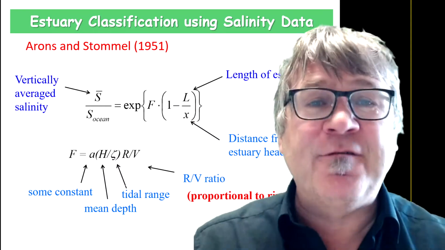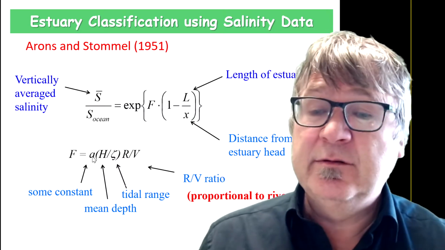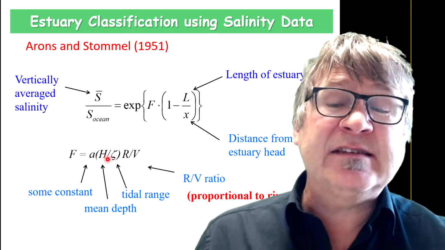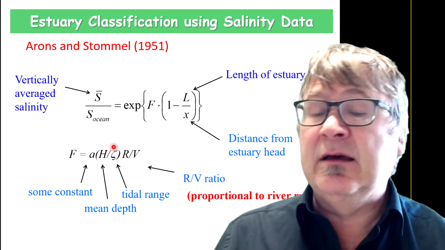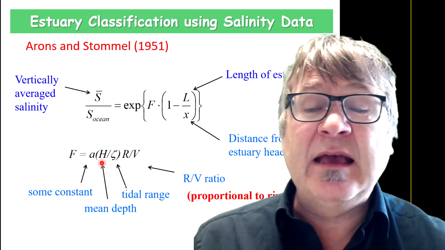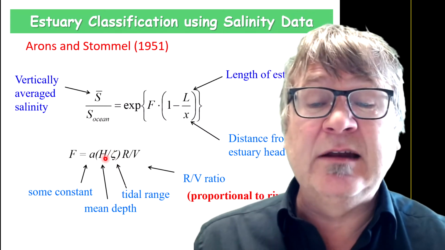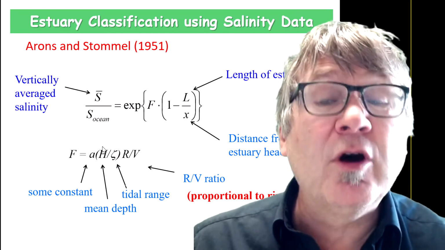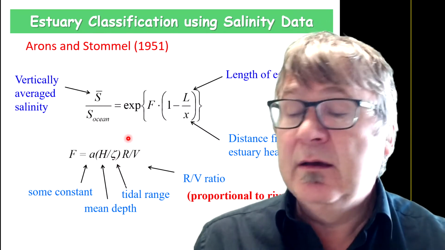So now what's the F? F is some constant. It has some other parameters like the mean depth, which is this H here. It has the tidal range at the estuary mouth. But now comes the important point. There is the R over V ratio in here.